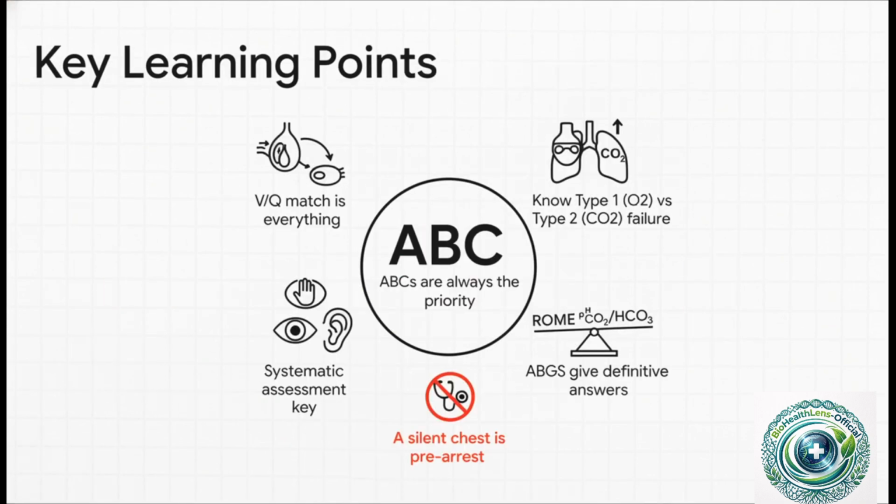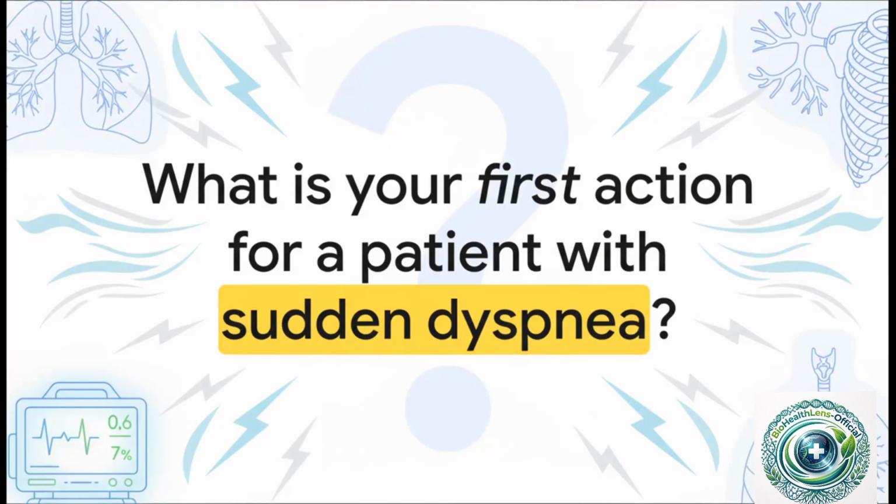What are the big takeaways? 1. Ventilation is air, perfusion is blood, and the VQ match is everything. 2. Your systematic assessment is your bedrock. 3. ABGs tell you the real story. 4. Know the difference between oxygen failure and CO2 failure. 5. A silent chest is a pre-arrest sign. And 6. ABCs always. So I'm going to leave you with this question to think about.